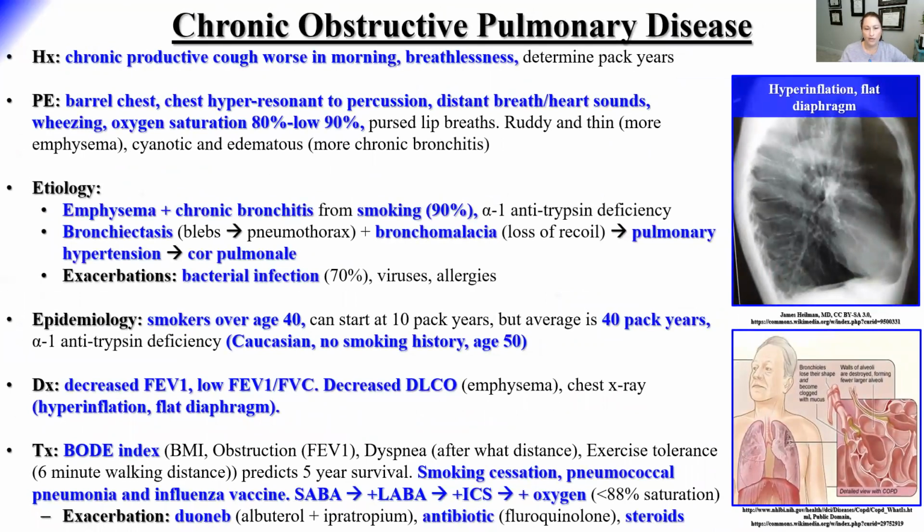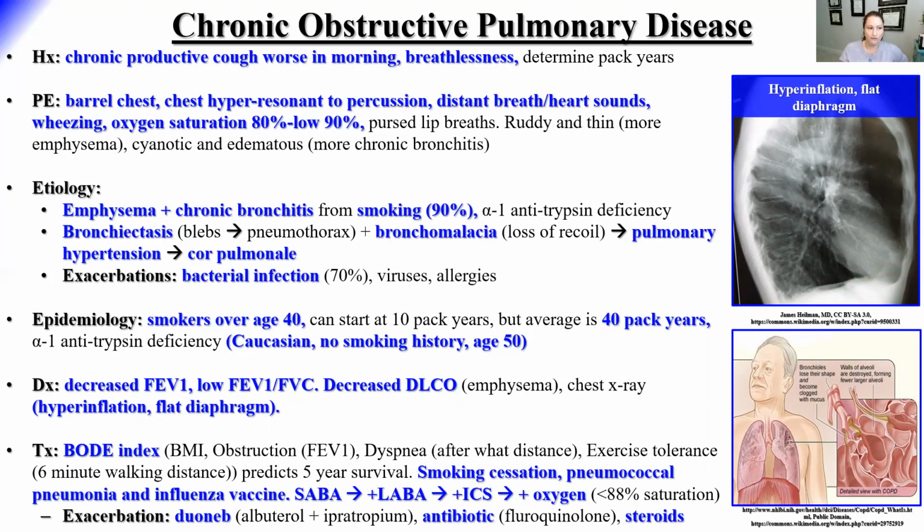Chronic obstructive pulmonary disease, or COPD. This has a multifactorial etiology. This is emphysema and chronic bronchitis, and the majority is going to be smoking, smoking, smoking. 90% of this is caused by smoking. In the rare case where you might see in an exam question a younger person with no history of smoking, but a family history of lung disease, alpha-1 antitrypsin deficiency can cause COPD in a younger patient without any history of smoking. So alpha-1 antitrypsin.